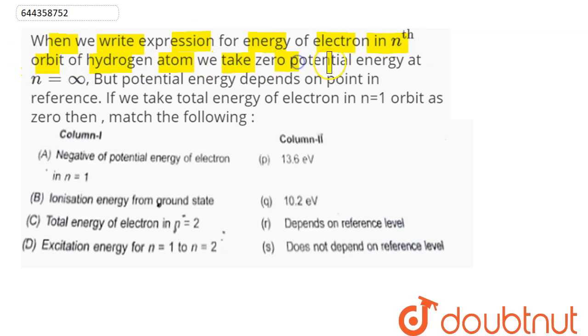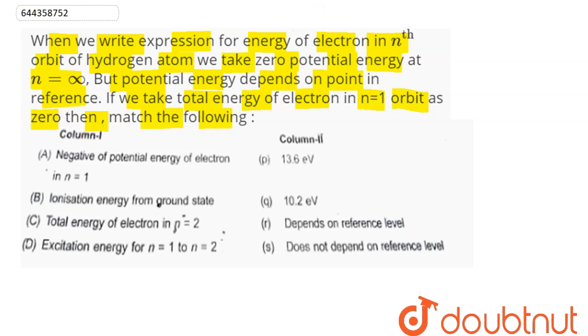Question is, when we write the expression for the energy of an electron in the nth orbit of a hydrogen atom, we take zero potential energy at n equal to infinity. But potential energy depends on the point of reference. If we take the total energy of the electron in the n equal to 1 orbit as 0, then match the following.